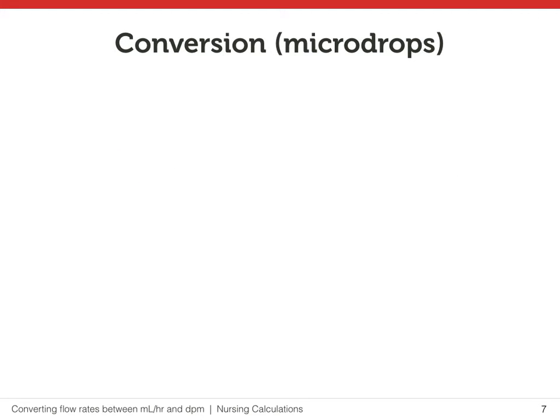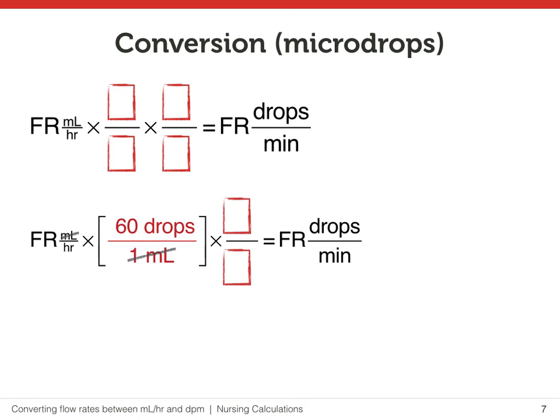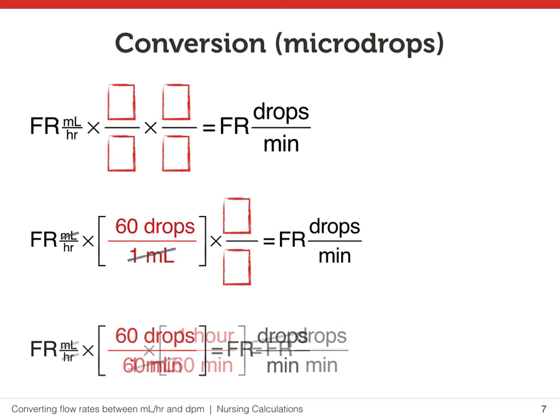So if we are dealing with microdrops and we want to turn flow rate in mils per hour into microdrops per minute, we can follow the same sort of calculation we did before. But we do not use 20 drops per mil, we use 60 drops per mil. The difference is, though, this time we are multiplying the numerator by 60 drops and the denominator by 60 minutes. Once again, we can merge them together, and 60 on 60 is 1.